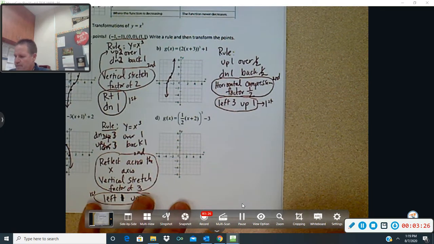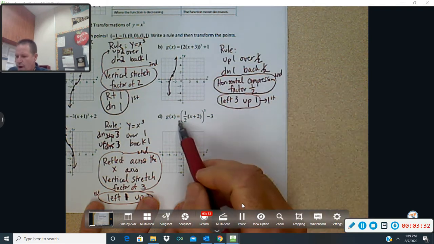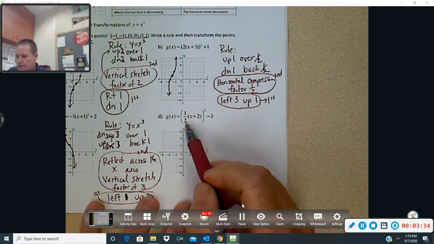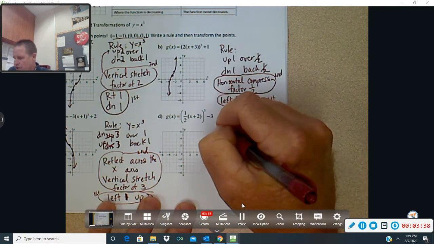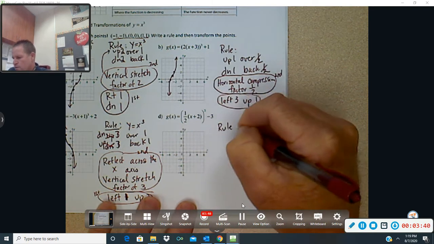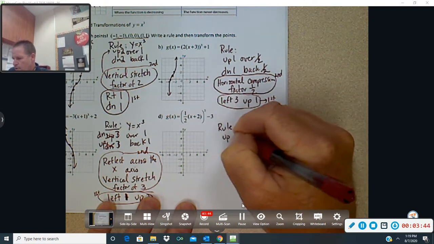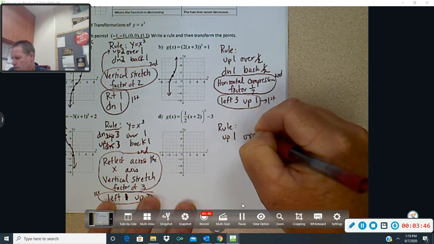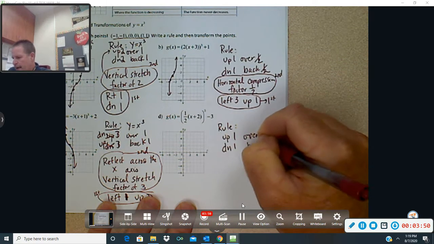Okay, enough of that. All right, so let's get on here to letter D. All right? So for this one here, there's no A in front. There's a 1 over b. There's an h. There's a k. I think you should start by writing out your rule. So your rule for an x cubed is to go up 1, over 1, and go down 1, back 1.